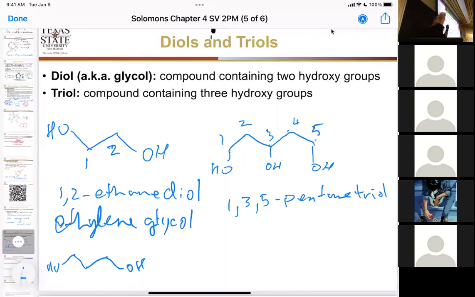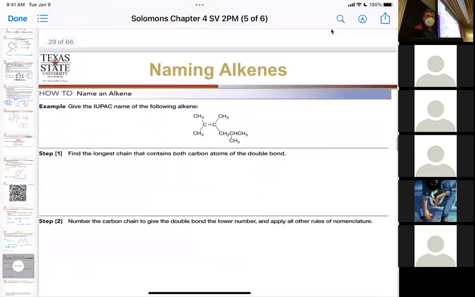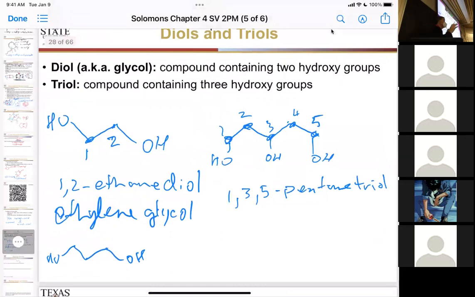Okay. Questions on that? Yes. On the one on the right, you numbered it 1, 2, 3, 4, 5. How come on the left you only did 1 and 2? There's only 2 carbons. The other 2 are oxygens. See, this is a carbon. We only number the carbons. We don't number the other atoms because we need the longest parent carbon chain. Got it? All right. So that being said, any questions on alcohols or cyclic alcohols or diols and triols?